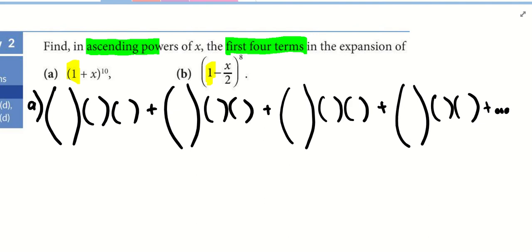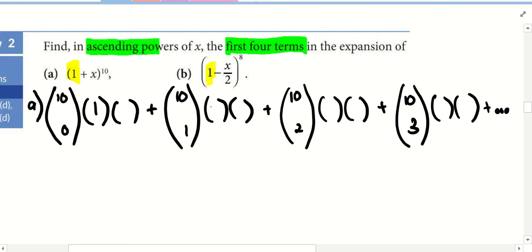Now I'm going to fill in the blank. This part A is power 10. I must start from 0. 10 choose 0. Then choose 1. Then choose 2. Then choose 3. Logical, right? Fill in the blank again. The first term in the bracket is 1, so I fill in 1. The second term in the bracket is x, so I fill in x.